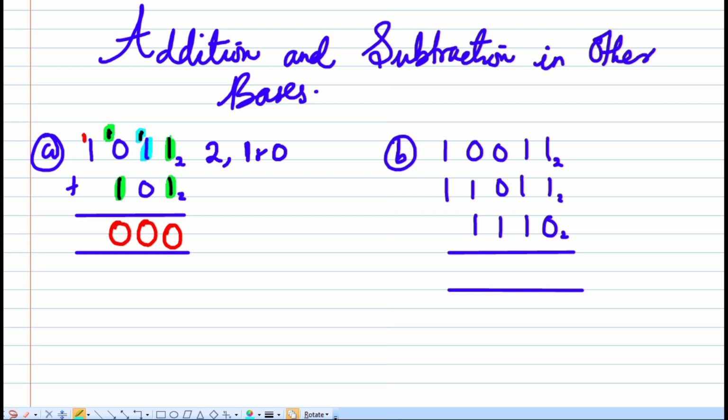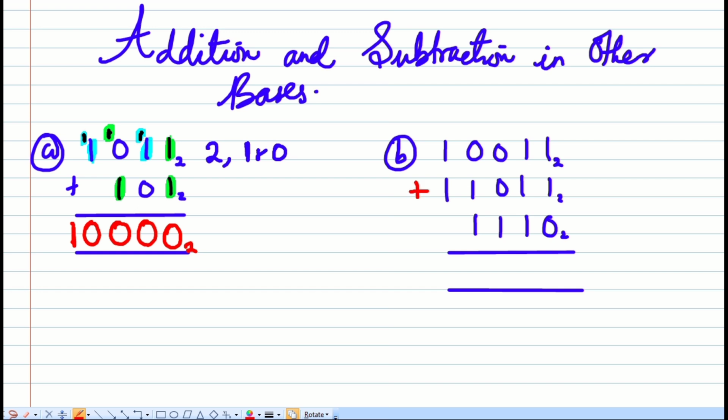In the last column now, we have the carried 1 plus that 1. 1 plus 1 is 2, and again we know that 2 is one group, remainder 0. So we write the remainder 0. But there's no other number to carry the other 1 over, so we just write it down. So our answer is 10000 base 2. Now let's move over to the B part.